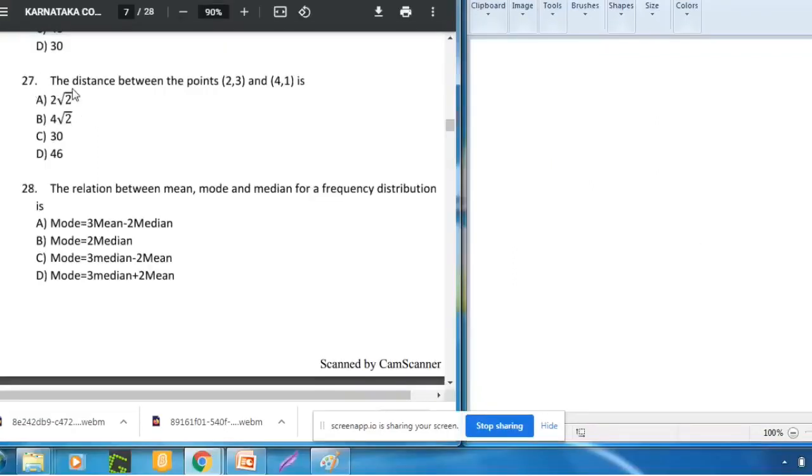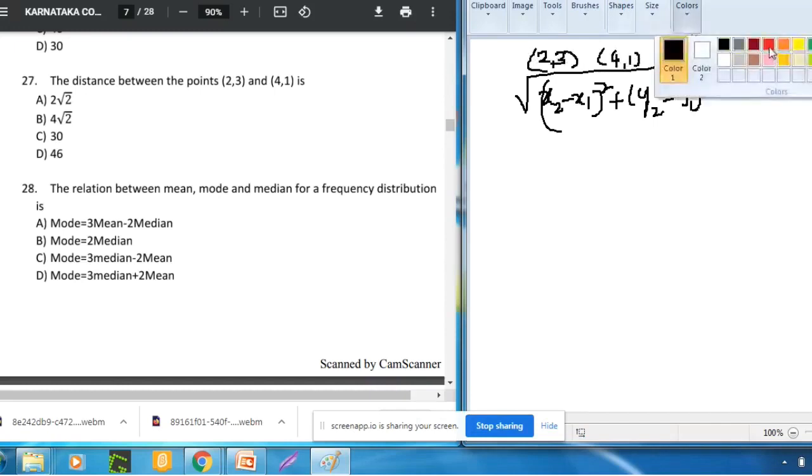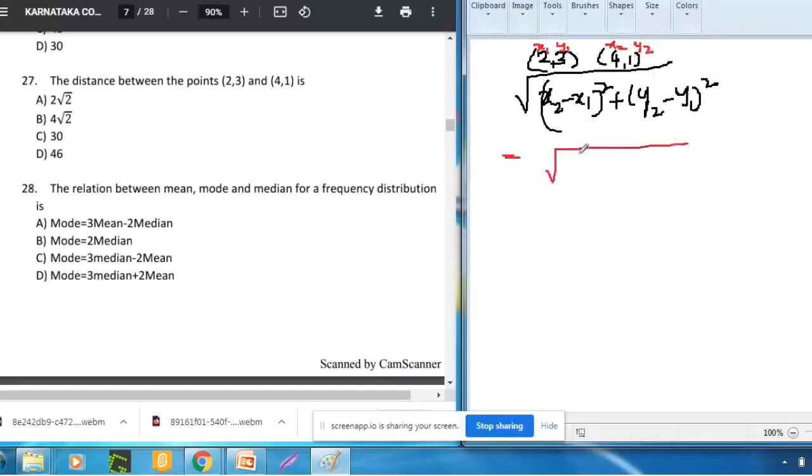27th question. The distance between the points 2, 3 and 4, 1 is. We all know the distance between 2 points formula, root over x2 minus x1 whole square plus y2 minus y1 whole square. The 2 points here are 2, 3 and 4, 1. We have to represent these points with x1, y1 and x2, y2, so that there will not be any confusion. x2 here is 4 and x1 is 2, 4 minus 2 whole square. y2 is 1 and y1 is 3, whole square. 4 minus 2 is 2 square, 1 minus 3 is minus 2 square.